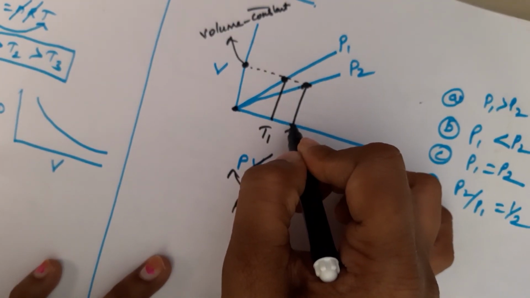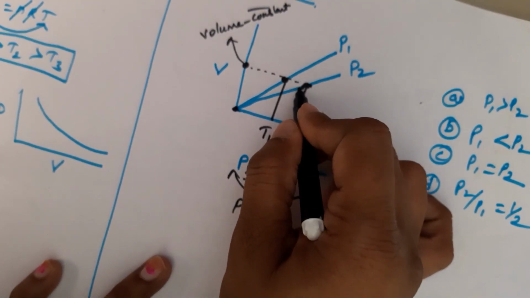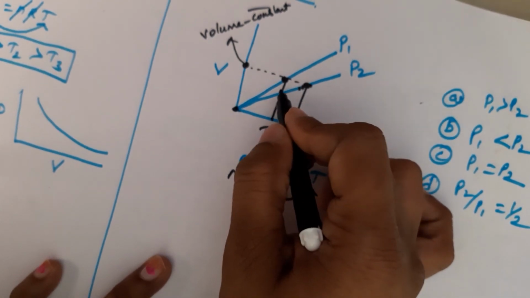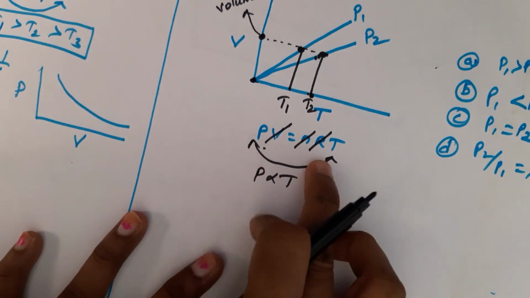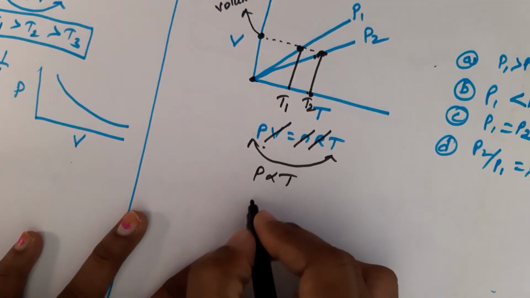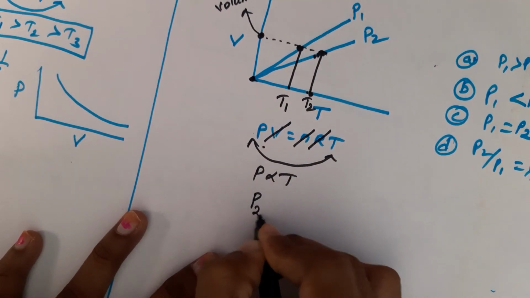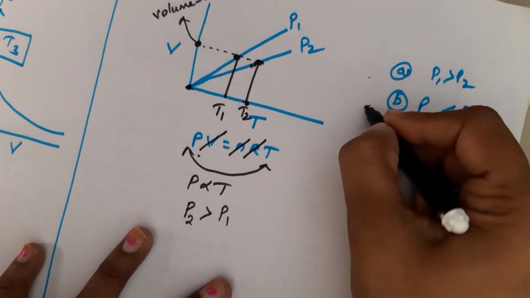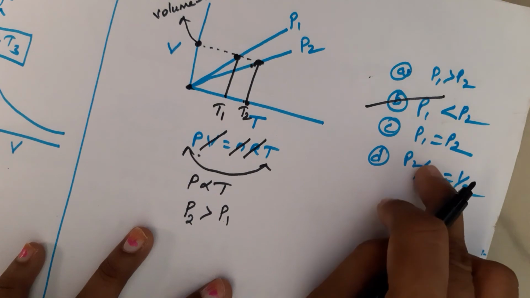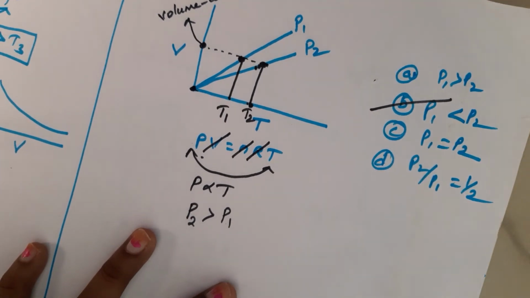Here T2 is more, so obviously P2 will be more, as P and T are directly proportional. So P2 is greater than P1. Then what is the option for this graph? P1 is less than P2 is the correct relation for this graph.